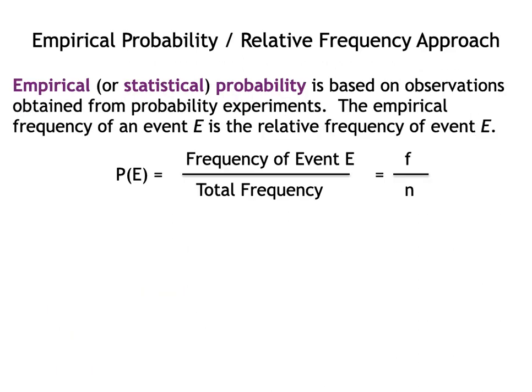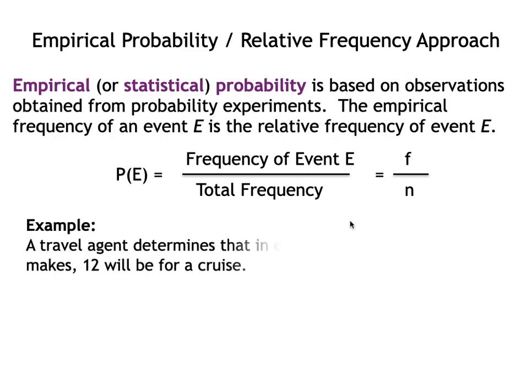Okay? And we'll proceed with the second approach, or what we refer to as the relative frequency approach, also known as empirical or statistical probability, which is actually based on observations obtained from probability experiments. So here, the empirical probability of an event is the relative frequency of the event E. So let's take, for example, the probability of an event E to occur is equal to the frequency of event E, and we divide it by the total frequency. That means to say it is the number of times of event E occurring, and we divide it by the total number of times that the experiment was performed.